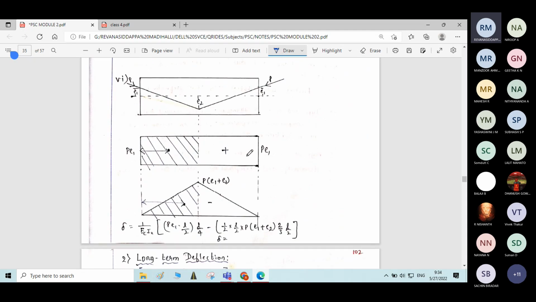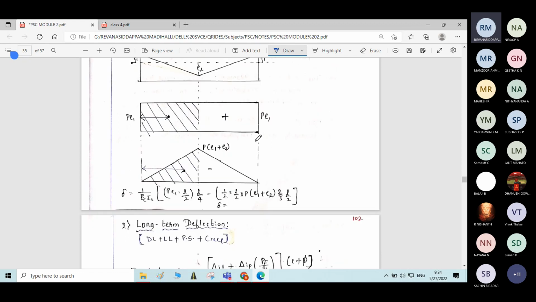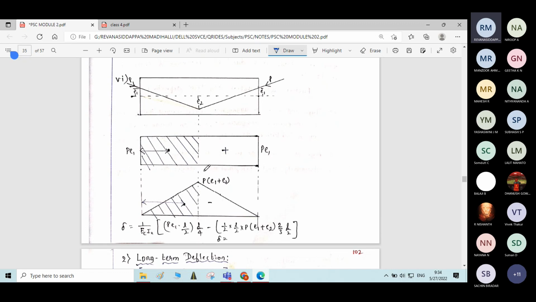Similarly, for a triangular profile cable, the same kind of calculation has to be done. If the triangular profile cable has some eccentricity at the support and some eccentricity at midspan below the central axis, and at the support the eccentricity is above the neutral axis, we find the total deflection due to E1 plus E2, and then deduct the deflection due to eccentricity E1. The same procedure is followed here.